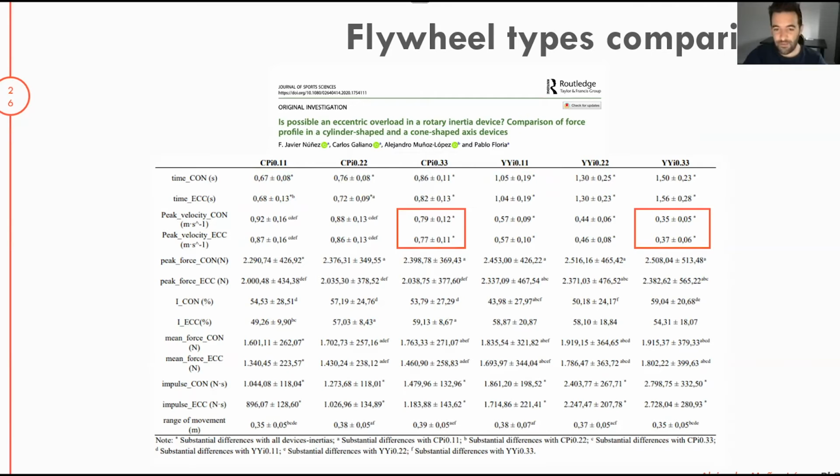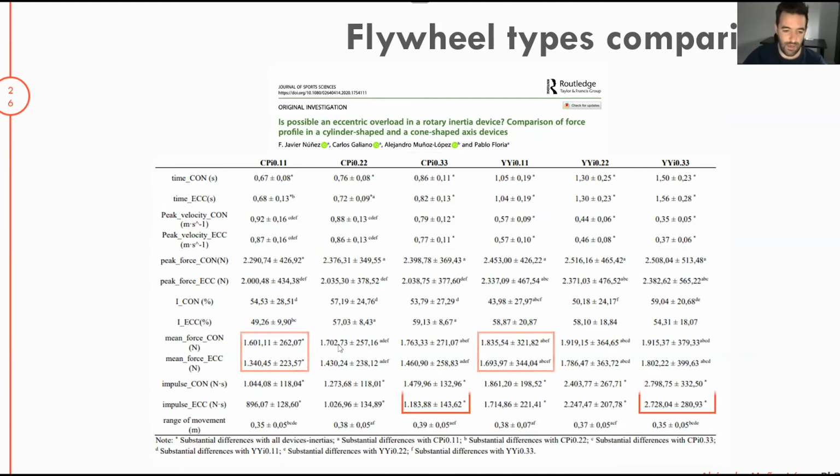If we see peak vertical velocity, on the conic pulley it is almost double compared to the yo-yo, and we're talking about the highest moment of inertia. For those who have not used flywheel devices, a moment of inertia of 0.3 is very low. If we talk about the mean force, we see more or less the same loads. And if we see the impulse, we really see differences between both types of devices. Almost 60% more on the horizontal cylinder compared to the conic pulley.